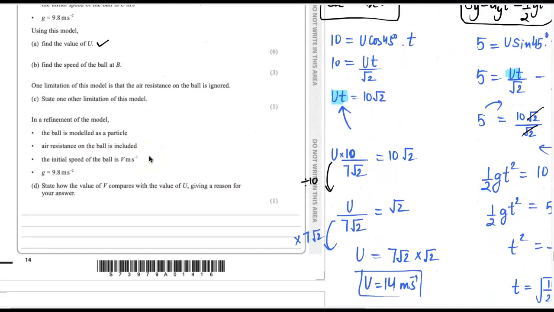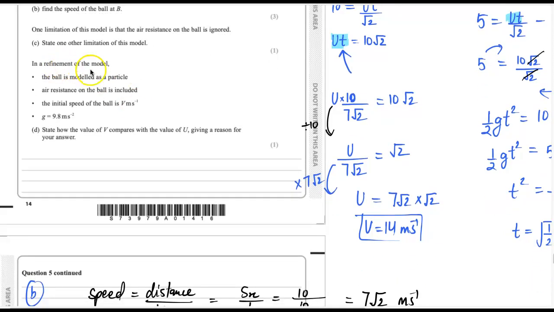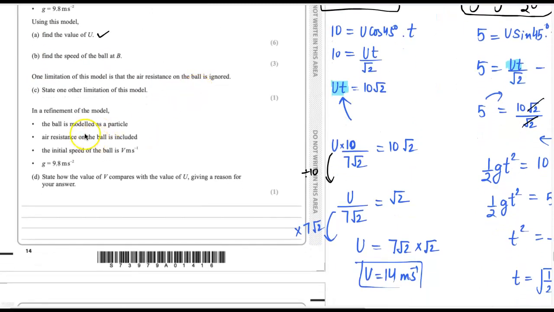No, that's fine. Now, one limitation of this model is that air resistance on the ball is ignored. Another would be that the ball is considered as a particle, or the spinning thing we can take. Air resistance they have already taken. In a refinement of the model, the ball is still modeled as a particle, moving freely under gravity as it initially was, but this time air resistance on the ball is included.